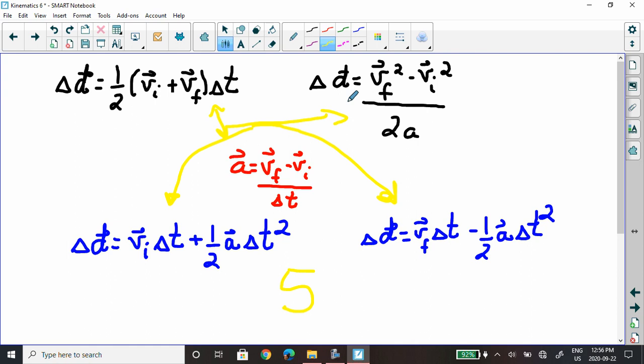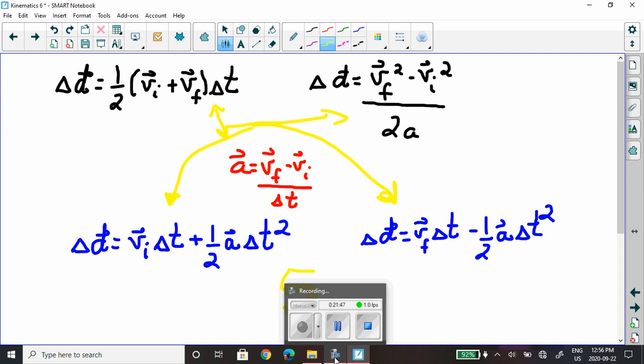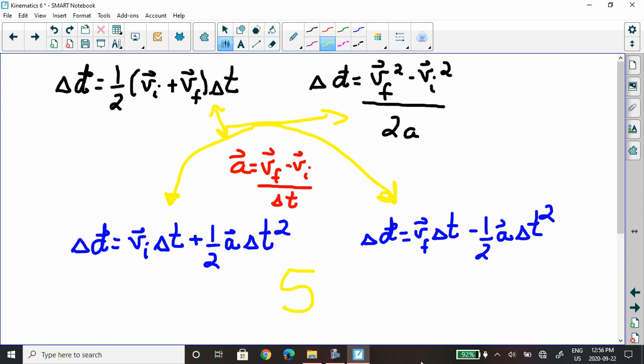So these become tools. I'm never going to ask you to derive them or to recreate them like I just did. But I am going to ask you to be able to use them, and we're going to use them in the next video, which is a whole bunch of practicing going on for more complex kinematic equation problems.